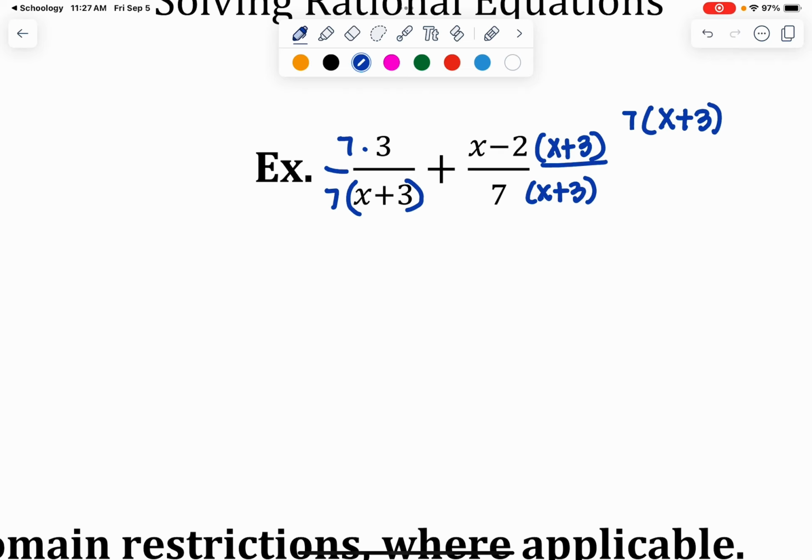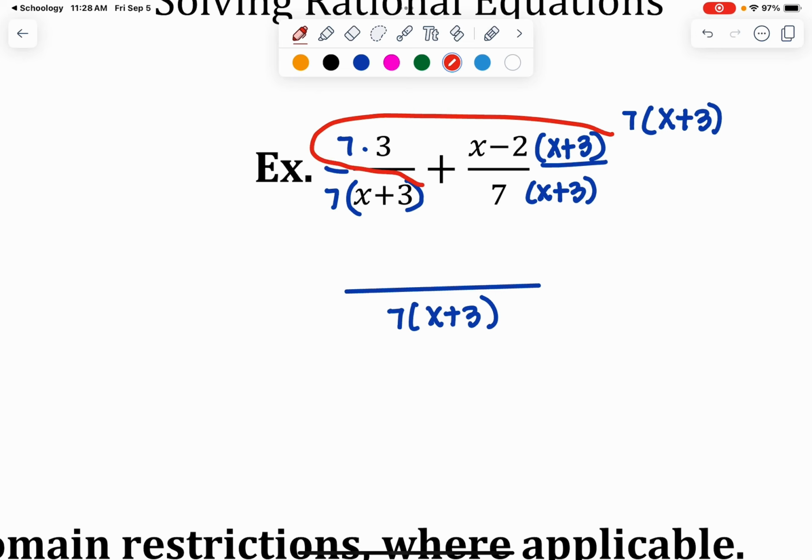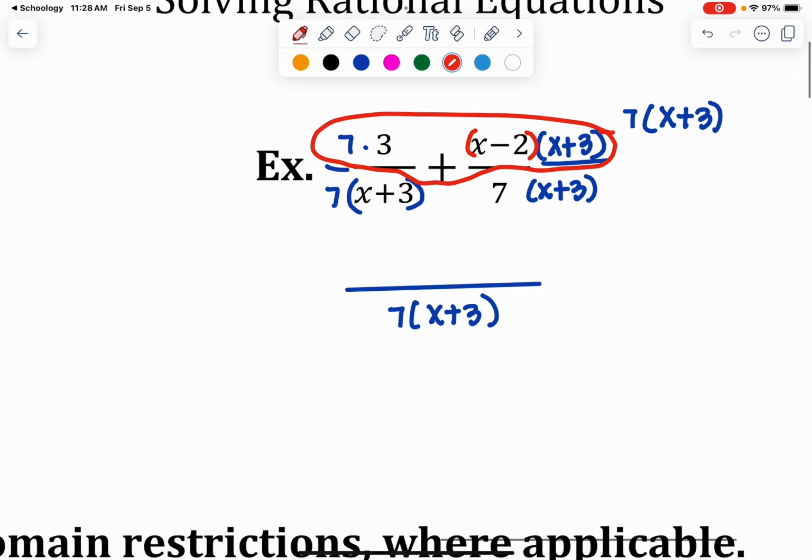Okay? So now I'm going to write my common denominator. This is how I do it. 7 times x plus 3. And now I'm going to write my new numerator. What's my new numerator? This part right here. I'm going to put the x minus 2 in parentheses so I don't lose the x. All right, so 7 times 3 is 21.